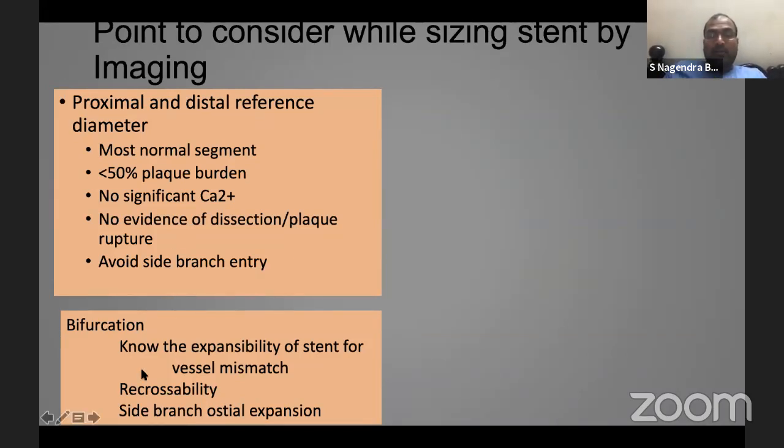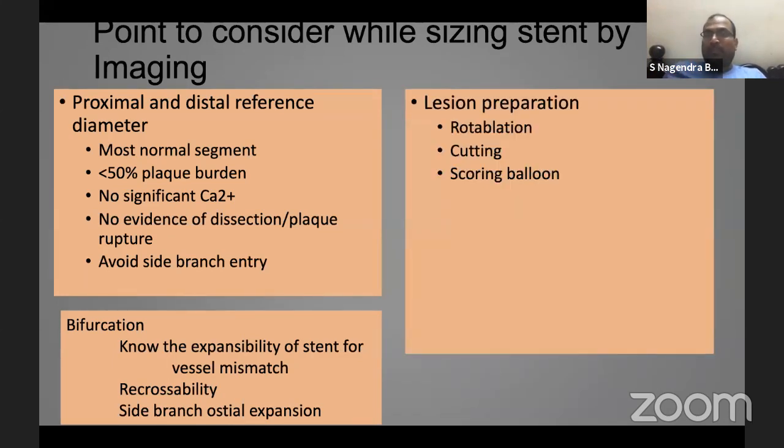And side branch ostial expansion is also very important in determining. For example, if you're going to put a stent and you are rewiring it, doing kissing and all, but by doing kissing it expands only to 2.5 in a distal left main, that's not a good stent for distal left main. These are all the points that you should remember when you are going to deal with the left main bifurcation.